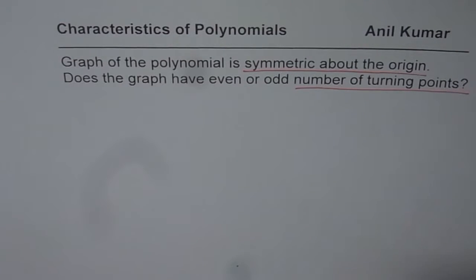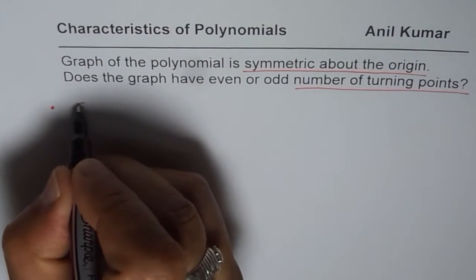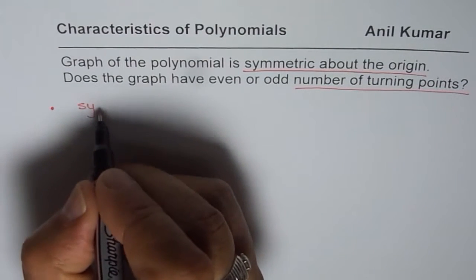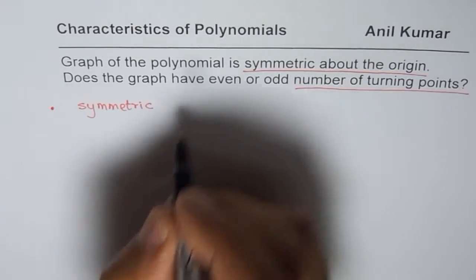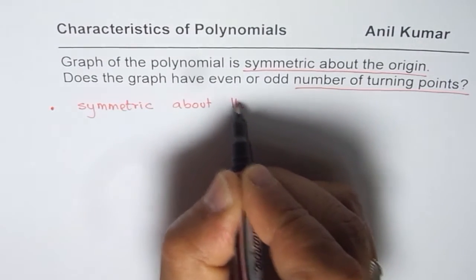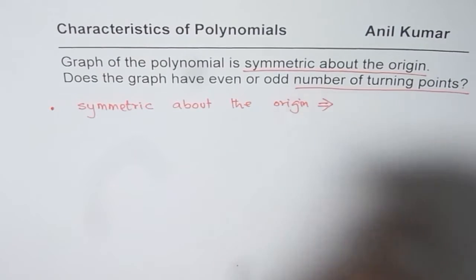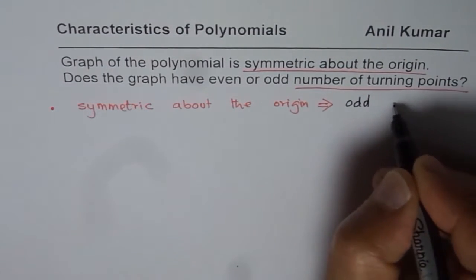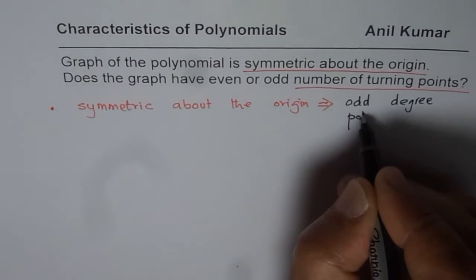So first and foremost, if a polynomial is symmetric about origin, it means what? Is it even degree or odd degree function? This is what you need to figure out. So let me write down, take some time, you think, and let me know. Symmetric about the origin. So that really means the degree is odd. Therefore, it is odd degree polynomial. Correct? So that is the first thing.